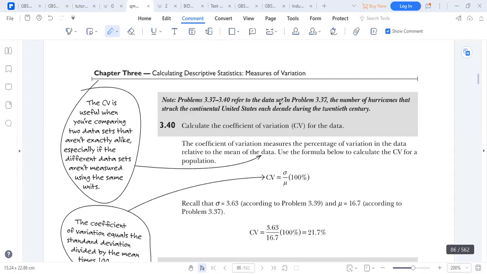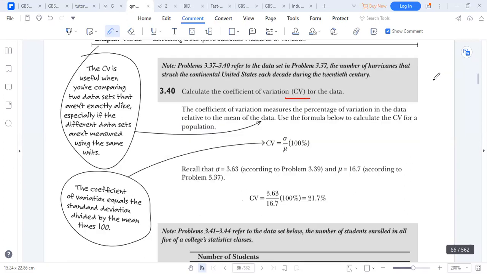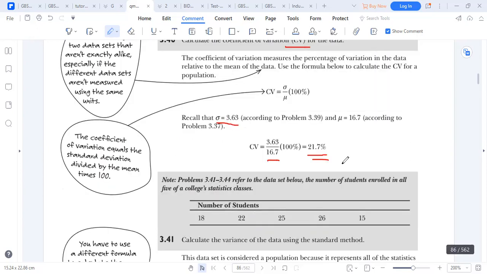So we also have an important feature which is called the coefficient of variation, or CV. The coefficient of variation measures the percentage of variation in the data relative to the mean. This is important to show which one is more variable. You multiply by 100 if you want to leave it as a percentage. So for instance, our standard deviation is 3.63, and our mean in the instance that we just calculated is 16.7. So what we get here is 21.7. So the data is volatile by 21.7%.